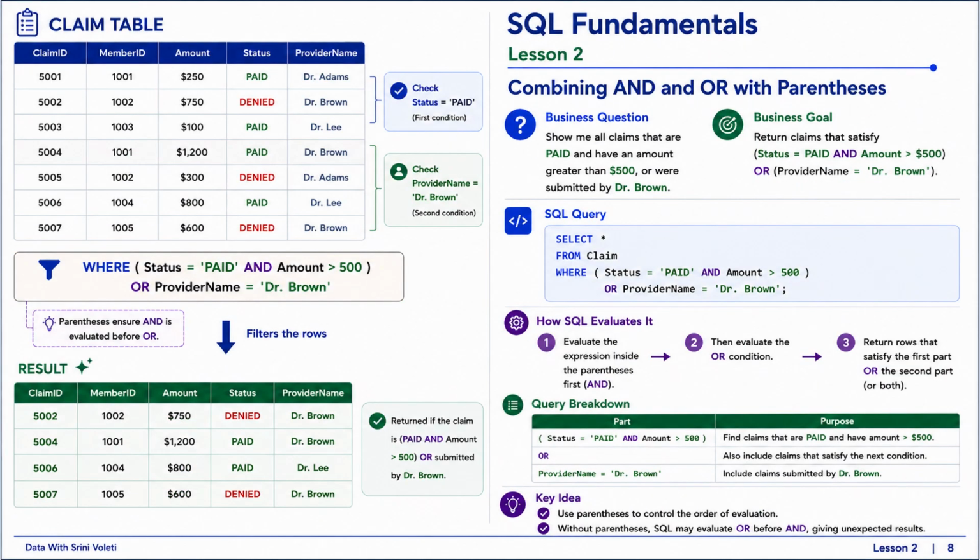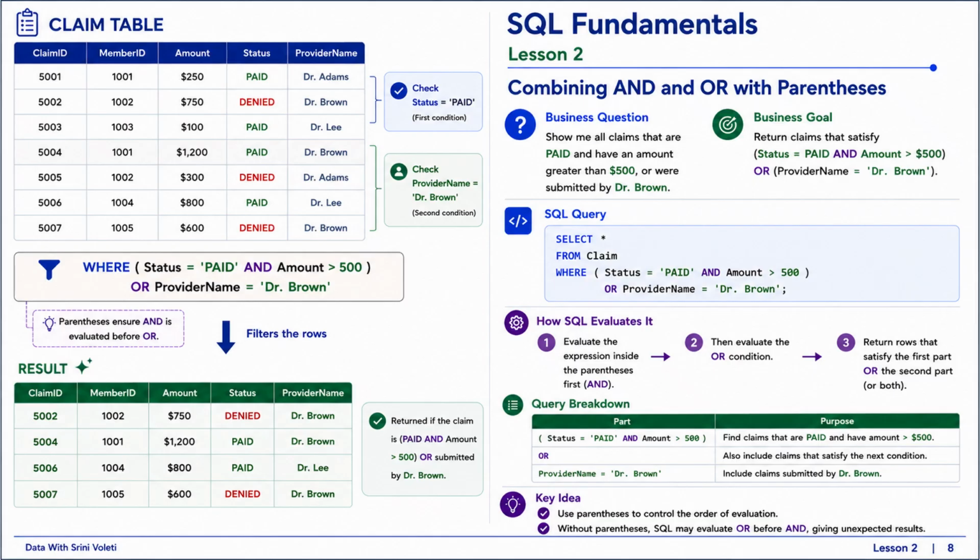Welcome back. So far, we have learned how to use the AND operator and the OR operator individually. But what happens when we need to use both operators in the same query? That's where parentheses become extremely important.